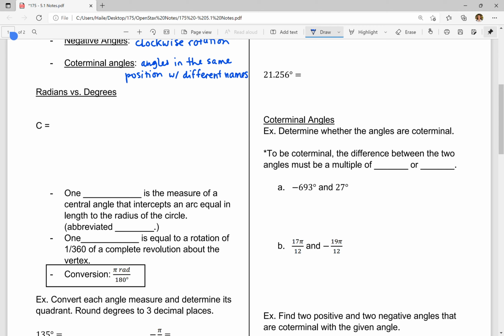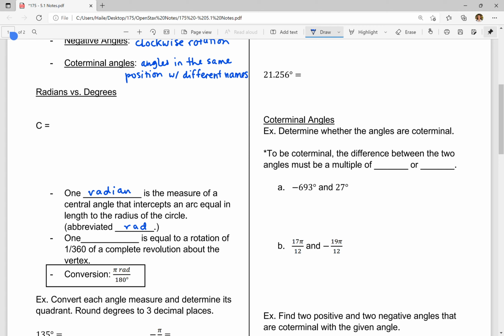So 1 radian is the measure of an angle that intercepts an arc equal in length to the radius of the circle. So whatever your circle is, 1 radian is basically the length along the circle that's the same as the radius. The way we abbreviate this unit is just RAD.